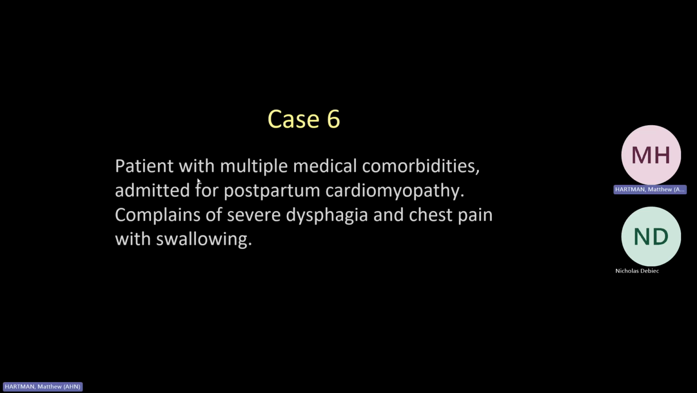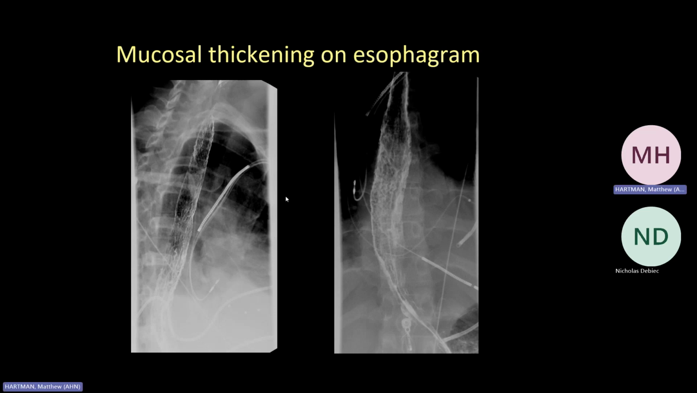Okay, case number 6, patient with multiple medical comorbidities, postpartum cardiomyopathy, severe dysphagia, and chest pain with swallowing. That is a very complete history. We often don't get that complete a history. We're going to do the esophagram double contrast, and instead of being nice and smooth, what do you guys notice here? Well, this looks lumpy bumpy, very reticular, not normal.